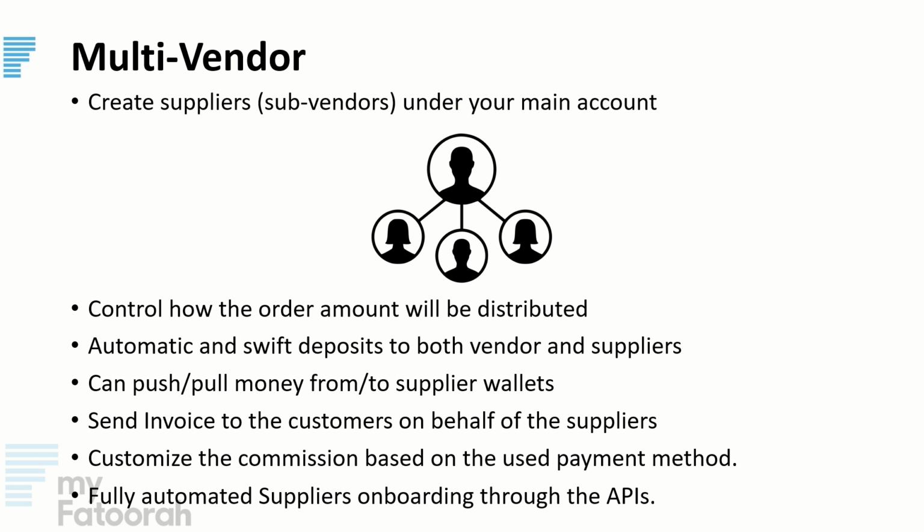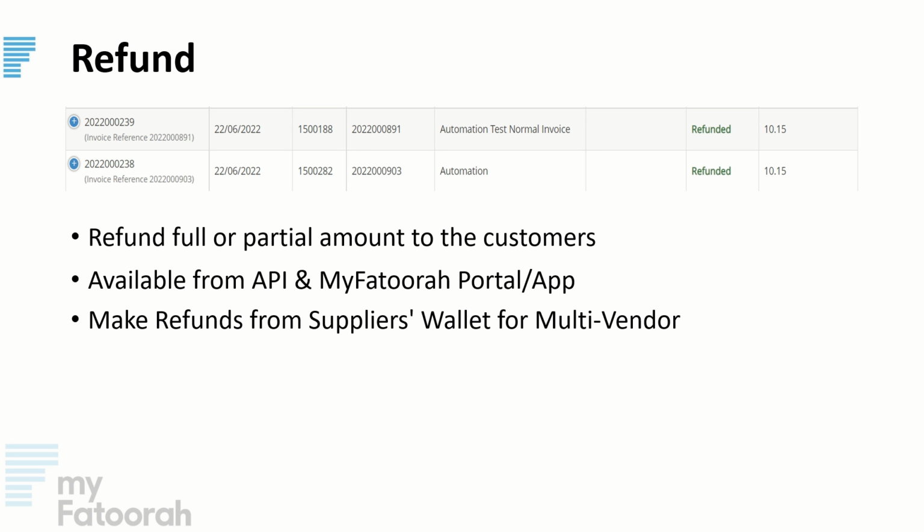MyFatoorah enables you to add sub-vendors under your MyFatoorah account, where you will have complete control over how you want the amounts to be distributed, and MyFatoorah will handle the settlements of the amounts in your respective bank accounts. You are able to initiate full and partial refund to the payments made on your account through MyFatoorah portal and APIs.